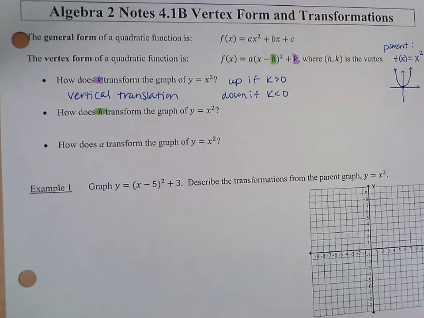So what would you say h does to the graph? A horizontal translation. And notice, where I stopped it, if h is negative, it's going to move it to the left, and if h is a positive value, it'll shift it to the right.